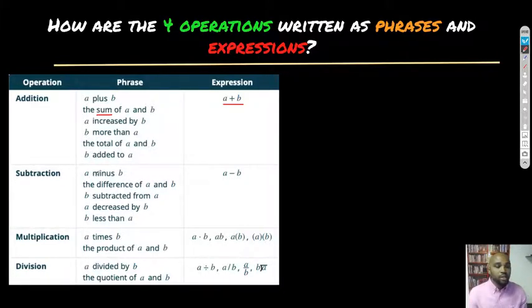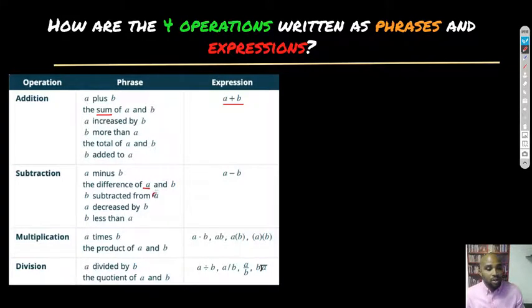All right, subtraction. A minus b. Right here, a minus b. So that's the expression part. This is what it sounds like in the sentence. The difference of a and b, you'll see this often. Just make sure that a goes first. If they're asking for the difference of something, that first one can go first. Pretty easy to remember. A and b, the b subtracted from a.